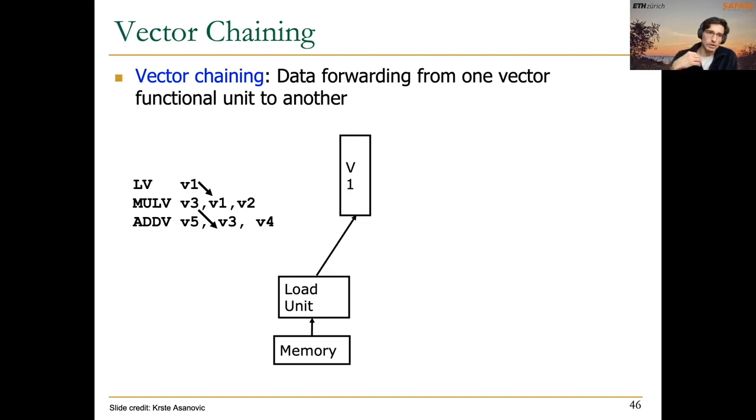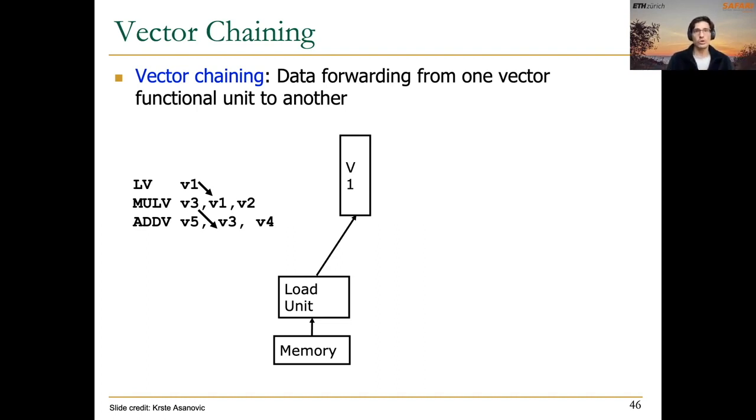We start accessing bank 0, then bank 1, then bank 2, and so on. So after a certain number of cycles, 11 in our example, we get the first element, A0. In the previous slide, we were assuming that before doing anything with A0, we have to wait for all the other elements of A to arrive to this vector register 1.